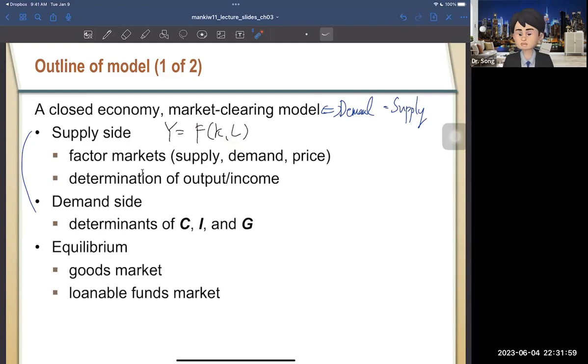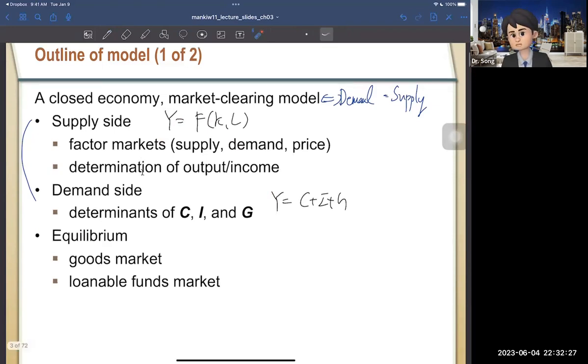And then the demand side of the output, so basically we have this equation, Y equals C plus I plus G. Because here we assume that the model is a market clearing model, that's why the demand side and the supply side are the same. The output, the supply side, equals the demand for output, okay? After that, we put it together, and we're going to have the equilibrium in the goods market, and we have a hypothetical market, the loanable funds market, to understand the economy.